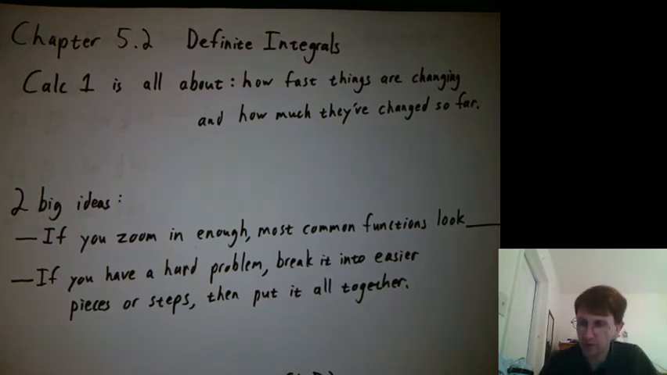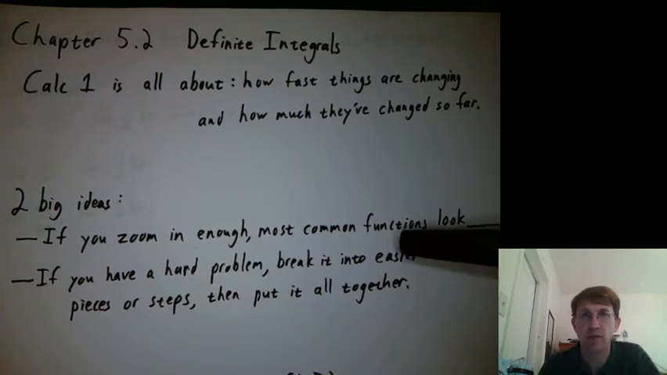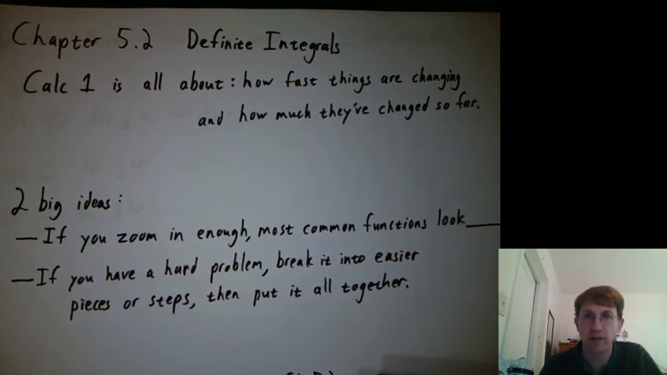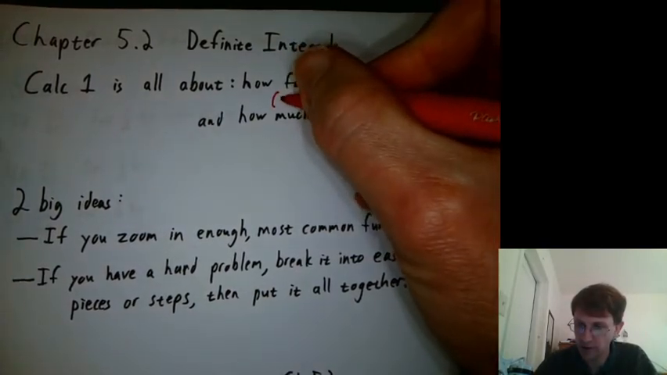Let's start chapter 5.2, which is called Definite Integrals. Let's step back and do an overview of where we've come from and where we're going. I've said Calc 1 is all about how fast things are changing and how much they've changed so far. So what's a good calculus word for how fast things are changing? Probably derivative, right?